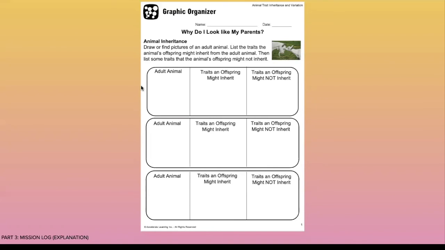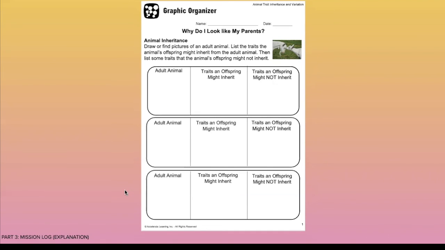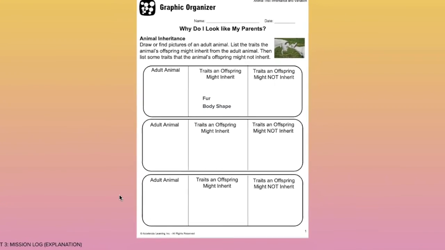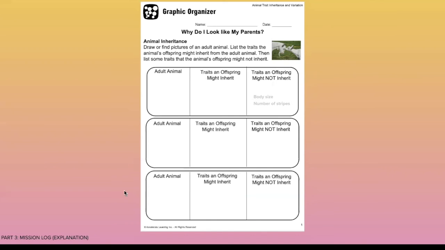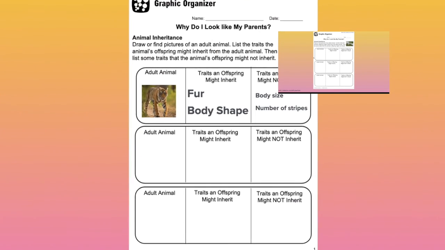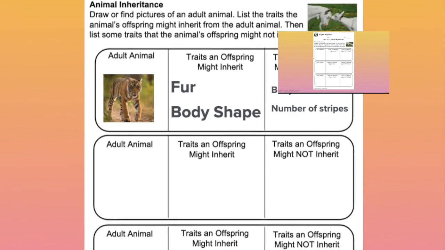Let's take a look. It looks like you have to pick 1, 2, 3 different adult animals, and you can either draw the picture or you can just put a picture there. And then you're going to put the traits an offspring might inherit, or the traits an offspring might not inherit. You're going to do this for 1, 2, 3 different animals. Let's take a look at my example. What did you put for yours?